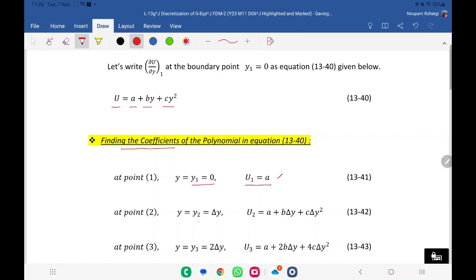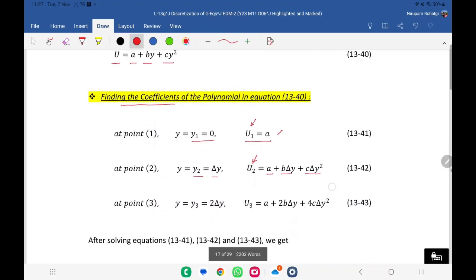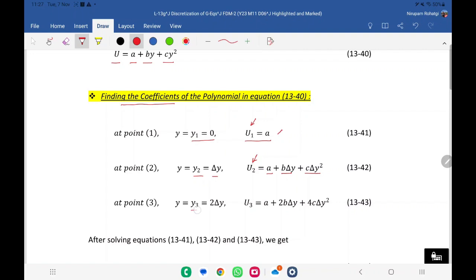Then if we put y is equal to delta Y, you get this equation. U2 will be equal to A plus B delta Y plus C delta Y square. U2 is the value of the function at point 2. This is the value of the function at point 1. Similarly, y3 equal to twice delta Y, your U3 will be equal to A plus 2B delta Y plus 4C delta Y square.